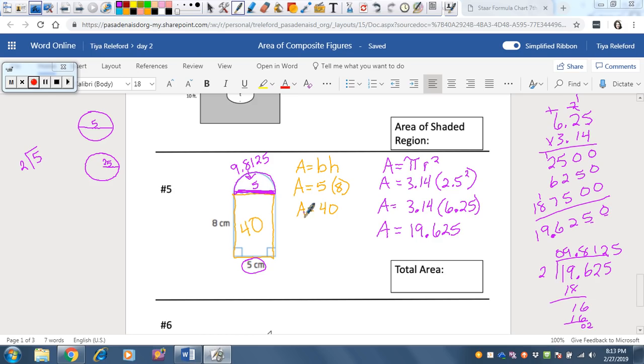Now, go ahead and add those together. Whew. Hit pause. You don't have to go as fast as me. Sorry, that was a lot of work. Yuck. All right, do the rest on your own.